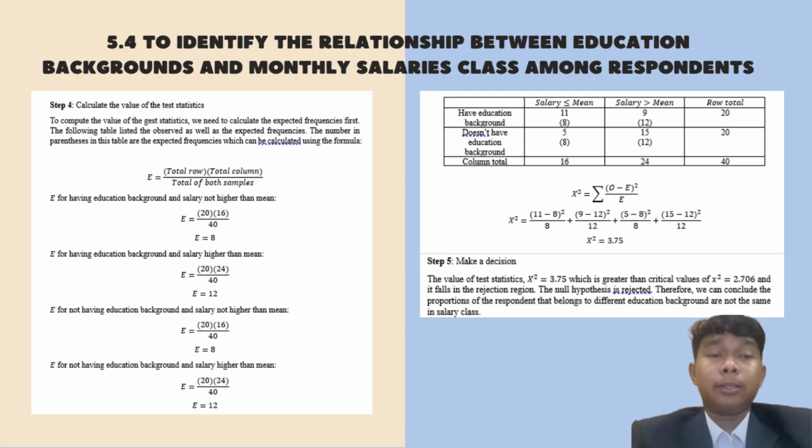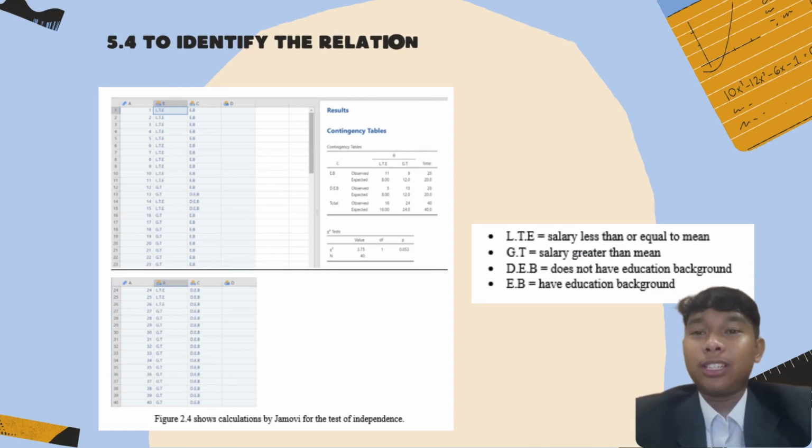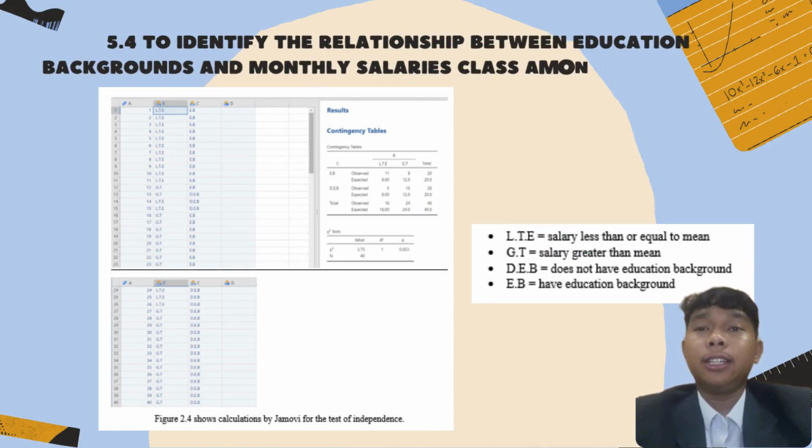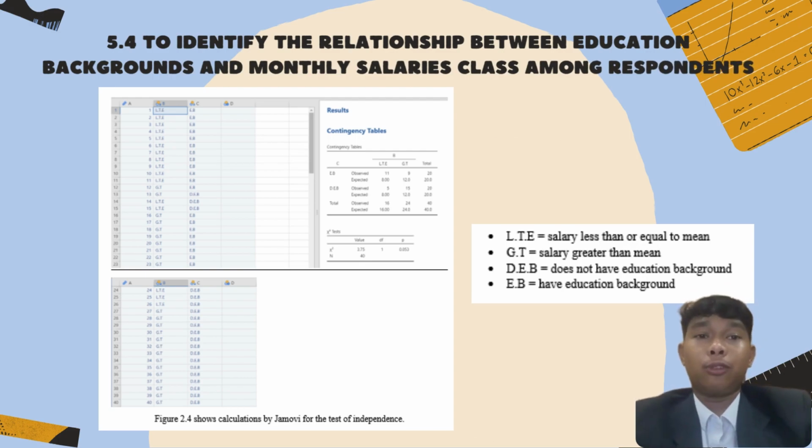So now, step 5 is make a decision. The value of test statistic x squared is equal to 3.75, which is greater than the critical value of x squared, which is 2.706, and it falls on the rejection region. Thus, the null hypothesis is rejected. Therefore, we can conclude that the proportion of the respondents that belong to the different education background are not the same in salary class. Last, figure 2.4 is showing the calculation by Jamovi for the test of independence. So the result is, for the test statistic, the value is 3.75. That's all for objective 4.